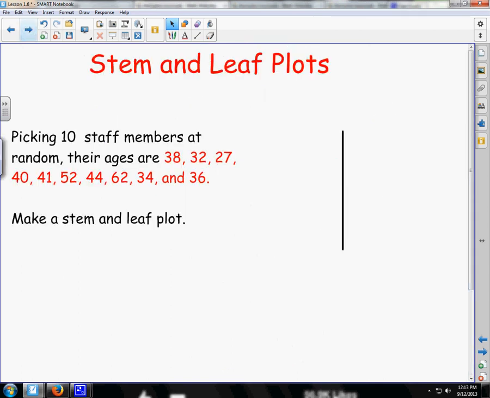All right, stem and leaf plots. This hopefully is a review. Picking 10 staff members at random, their ages are 38, 32, 27, 40, 41, 52, 44, 62, 34, and 36. Make a stem and leaf plot. So try this, and then I'll show you how to do it.